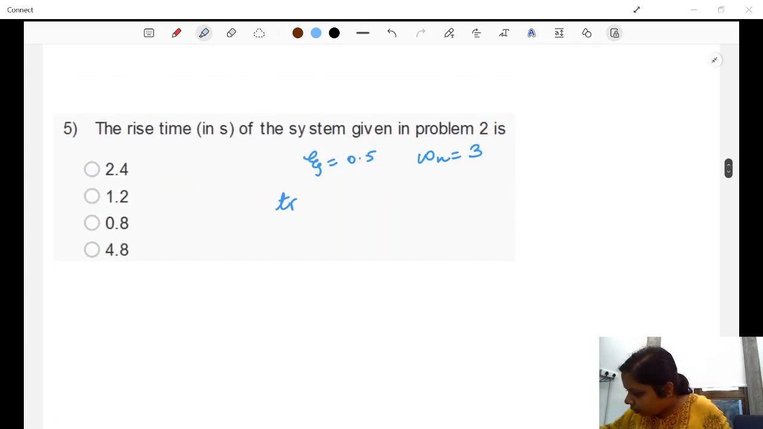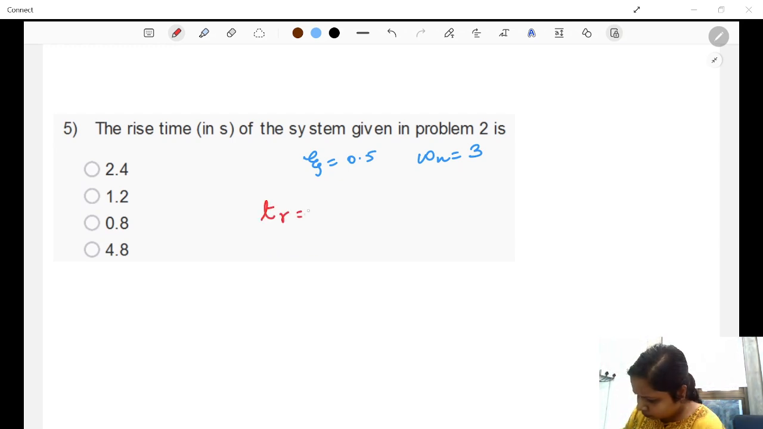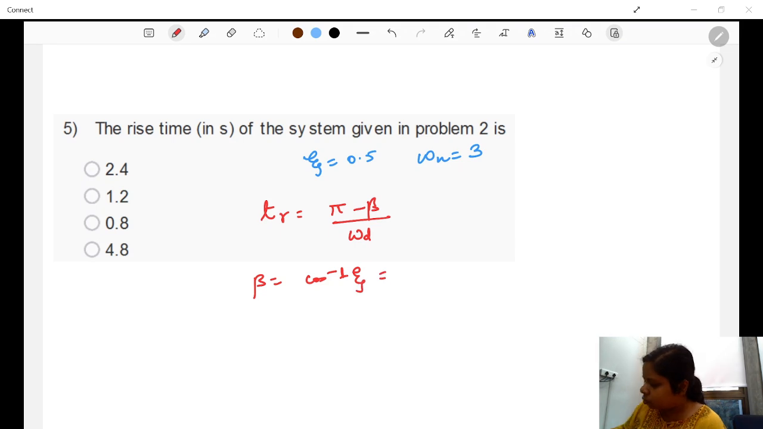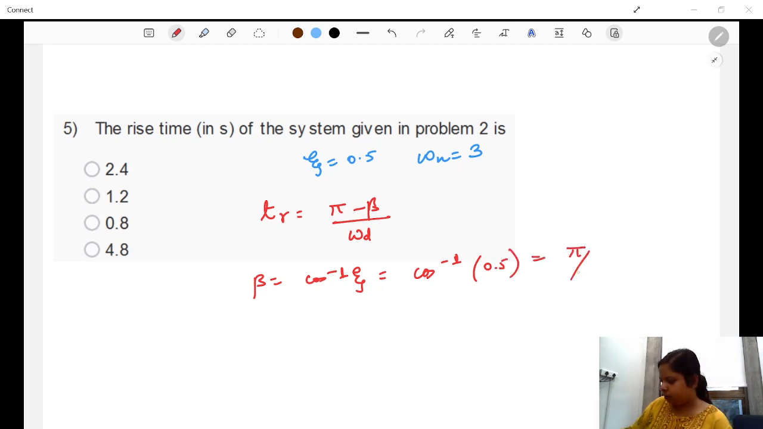Now, we want to find out here what is the rise time for the system. TR is the thing we are interested in. What was your rise time? It was pi minus beta upon omega d, right? So first we need to calculate what is beta. Very important. So beta is cos inverse zeta, so cos inverse of 0.5. Cos inverse of 0.5 is pi by 3, right?